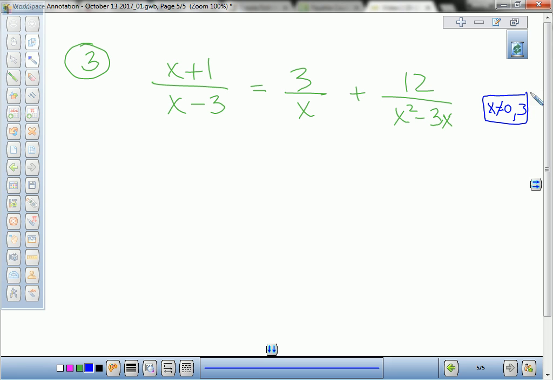Negative 1, that's it. x minus 3, x plus 1. Just negative 1 is the answer. My question to you was, why did you multiply the first one by x minus 3?